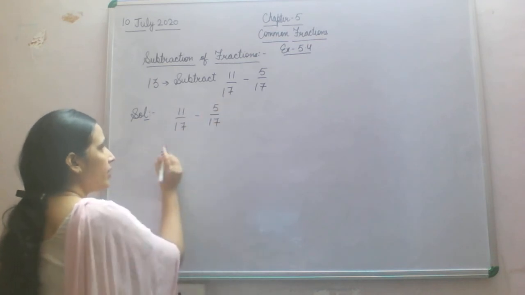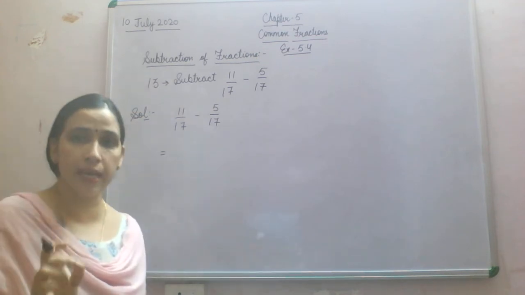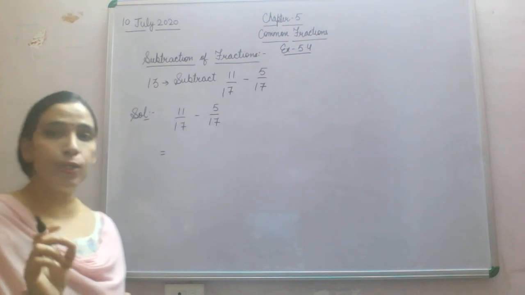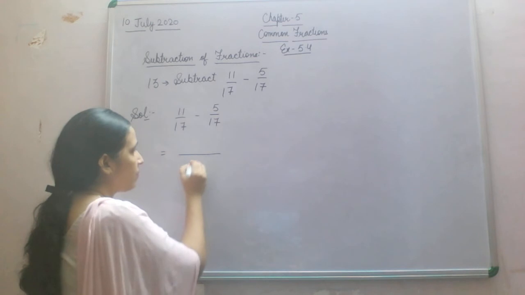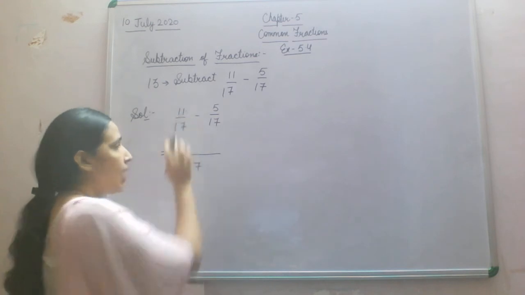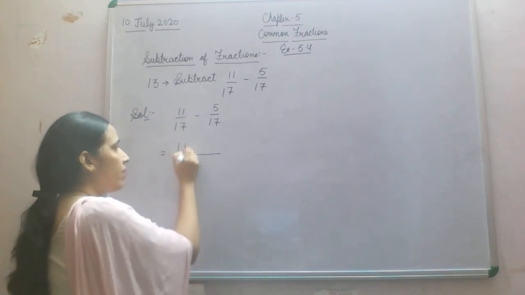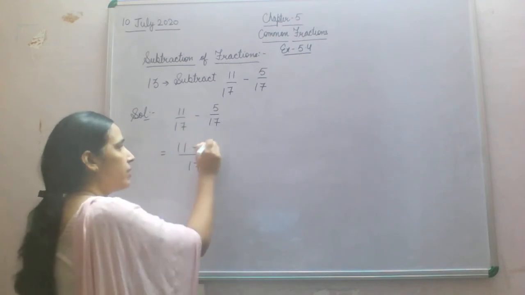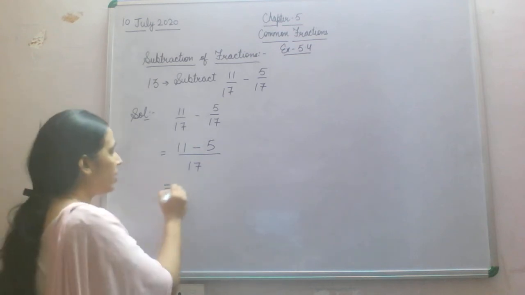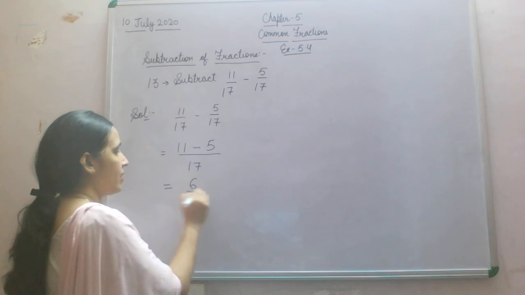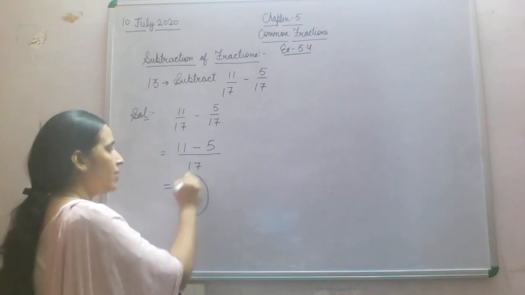Now what is the second step? Because the denominator of the given two fractions is the same, we will write the denominator only once. We have written 17 here. Now we will subtract the numerators. The first numerator is 11, we will write minus 5, our second numerator. So 11 minus 5, what will we get? 6. 6 upon 17. 6 by 17.